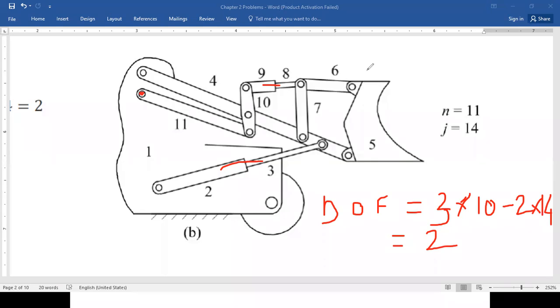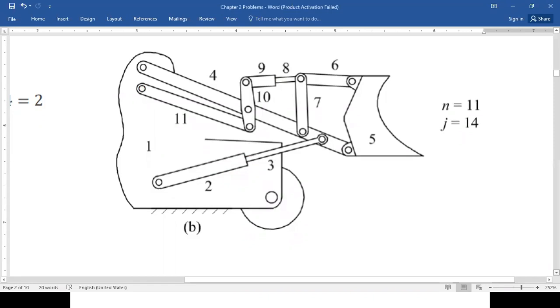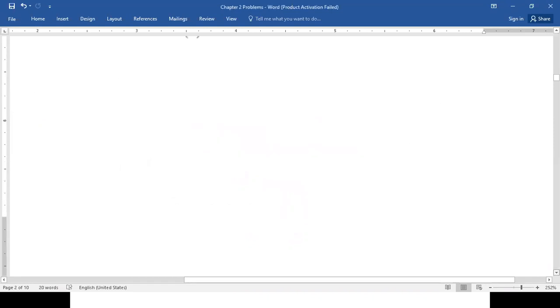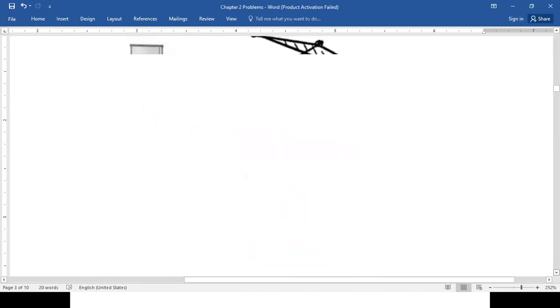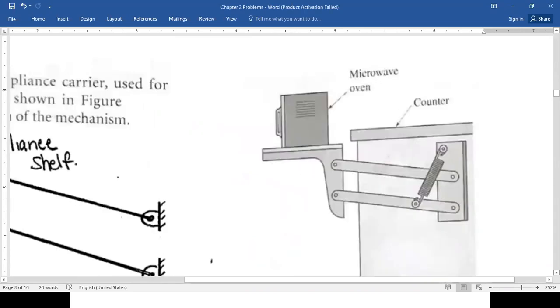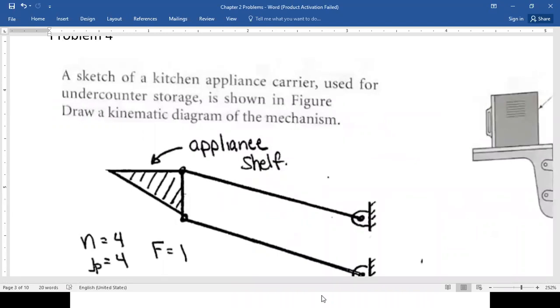Any other question on this before we move to another problem? Okay, I did this one for the previous section. I will do this one for you. So here in the following figure, you have a sketch of a kitchen appliance carrier used for under-counter storage. It's shown in the figure. Draw a kinematic diagram of the mechanism.